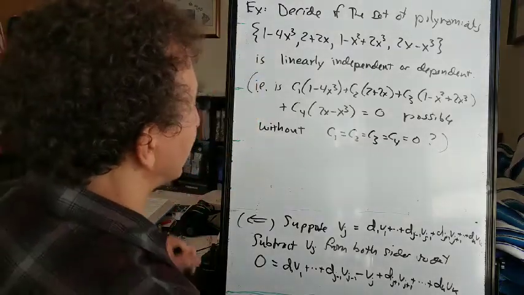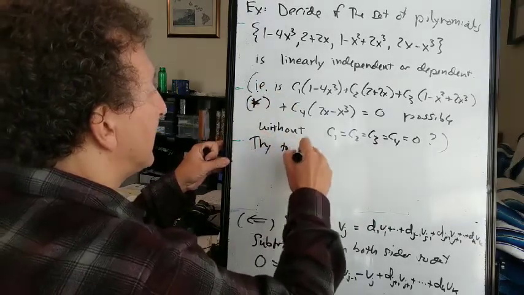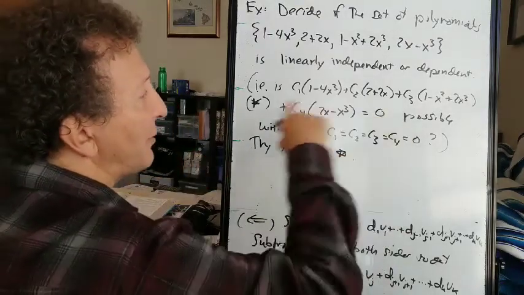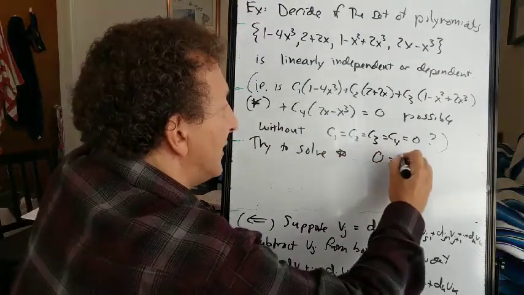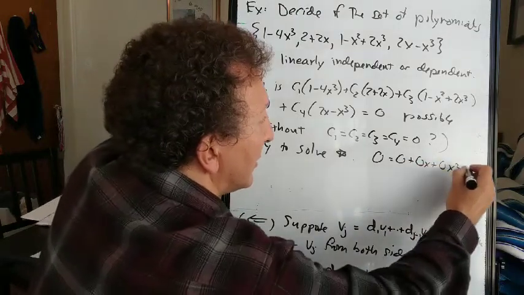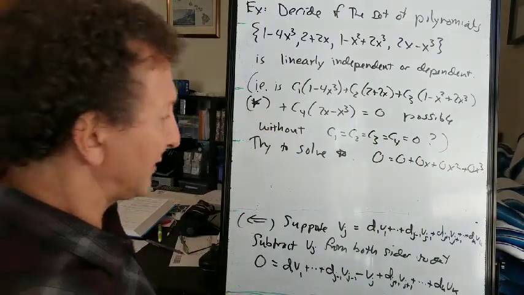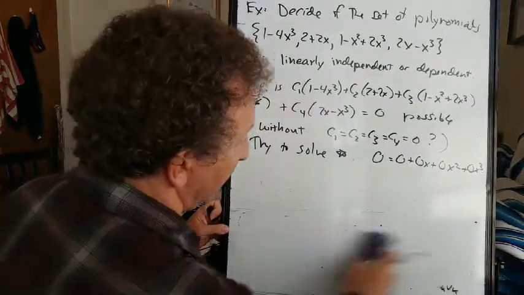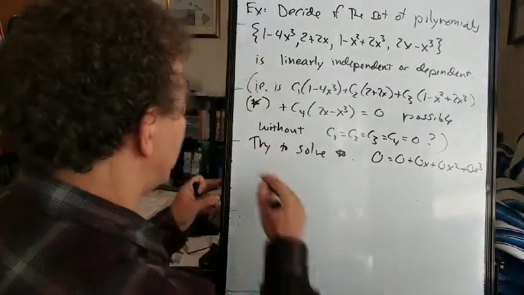So we'll try to solve this. Let me call this equation star here. And when we have an equation in polynomials, we can rewrite 0 as 0 plus 0x plus 0x squared plus 0x cubed. And then we'll compare coefficients of the same powers of x on each side. So this is going to be a linear system of equations, and the c's are going to be our variables.